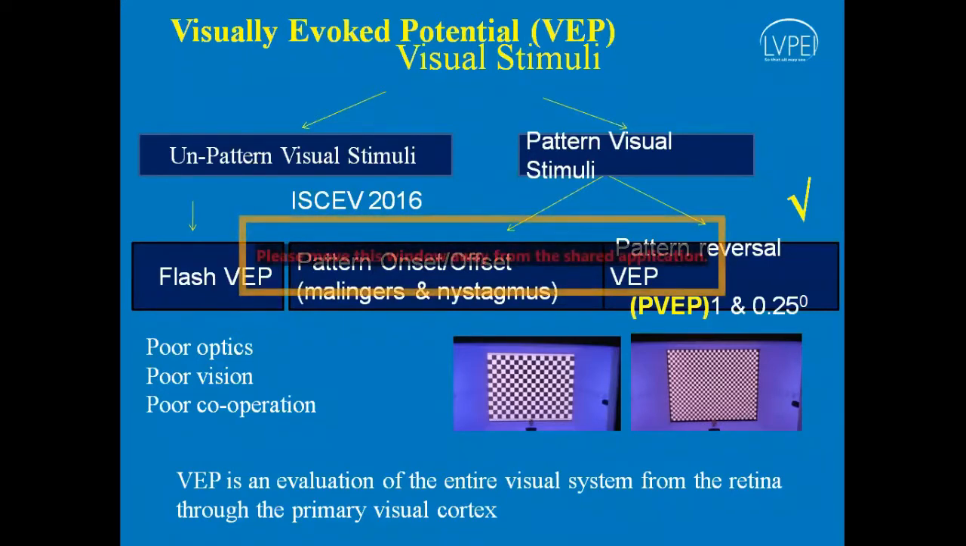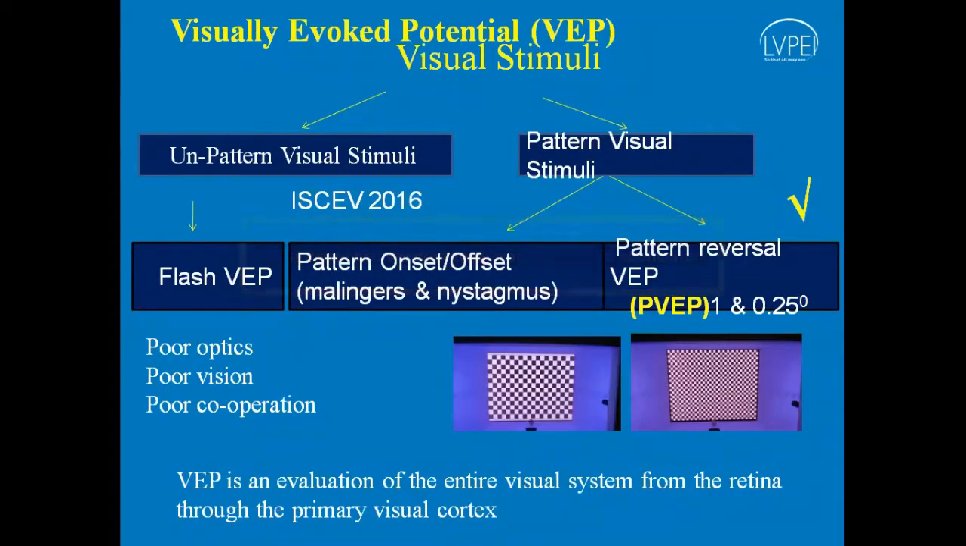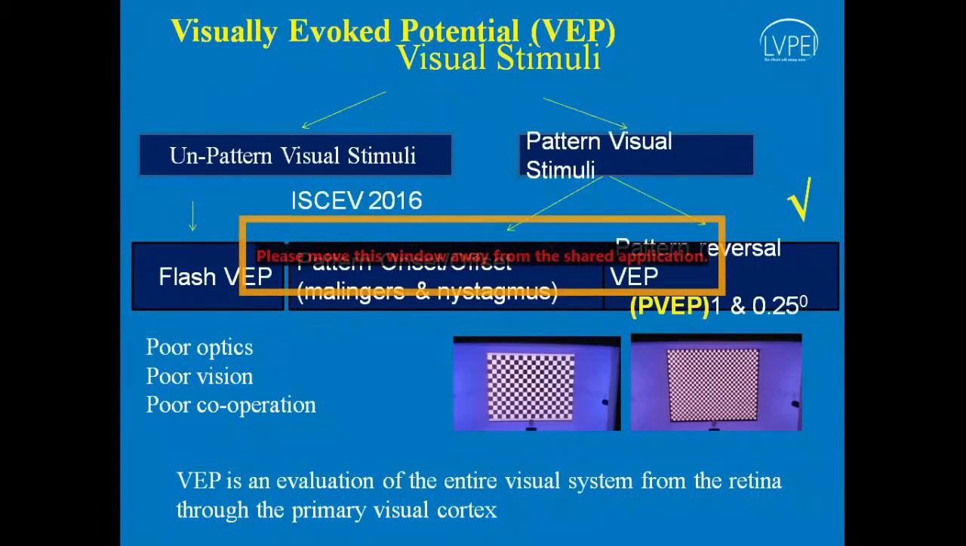Pattern visual evoked potential is the test of choice and is preferred over flash VEP whenever it is feasible. But there are certain situations, as I said, where the optics is poor, the media is hazy, or the subject has poor vision to fixate on the target or the checker size, or very poor cooperation. In those cases, one can still get some information from flash VEP.